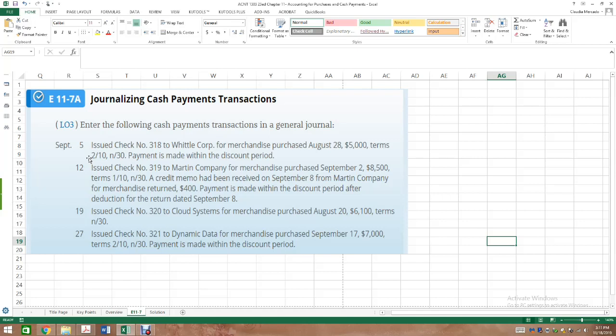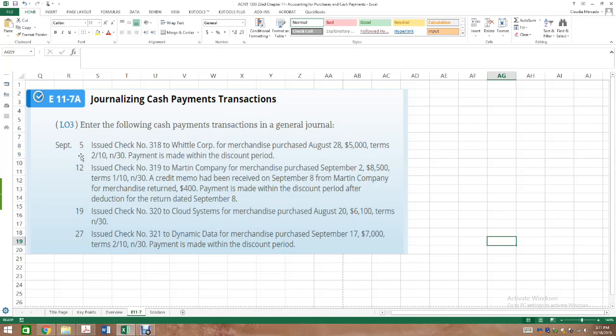Okay. So what's happening here? We made a purchase of $5,000 from Whittle Corporation. And we agreed to pay them at a later point in time. Well, now we are in September. We made this purchase on August the 28th. We are now September the 5th, and we're going to submit our payment. So we're paying the $5,000 that we owe.